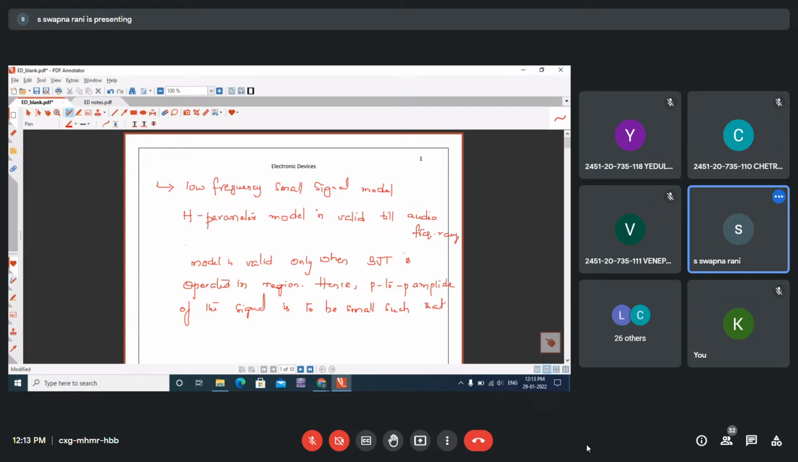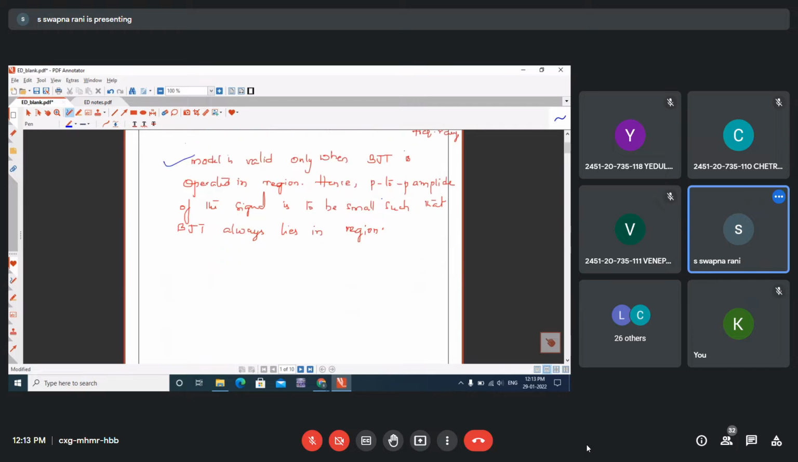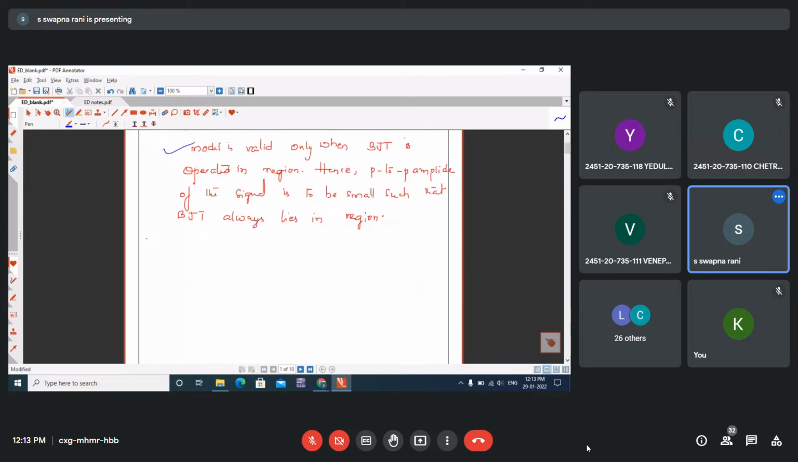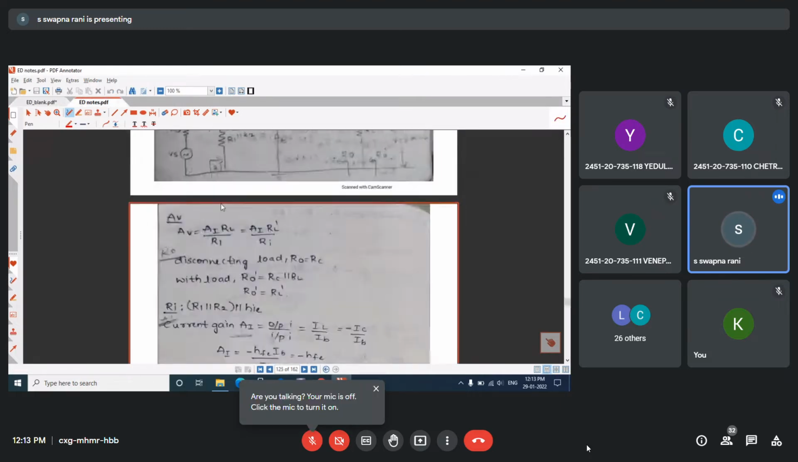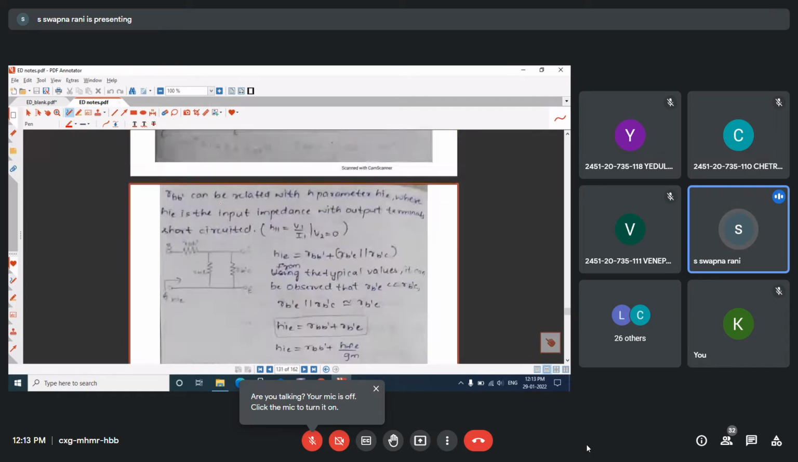Such that the BJT always lies in the active region. So the input signal strength is small such that the peaks of the signal always lie in the active region only. It ensures that the BJT will be operating in the active region only. So these are the two reasons why the name has come, low frequency small signal model. And we have derived the H parameter model, first the general H parameter model.